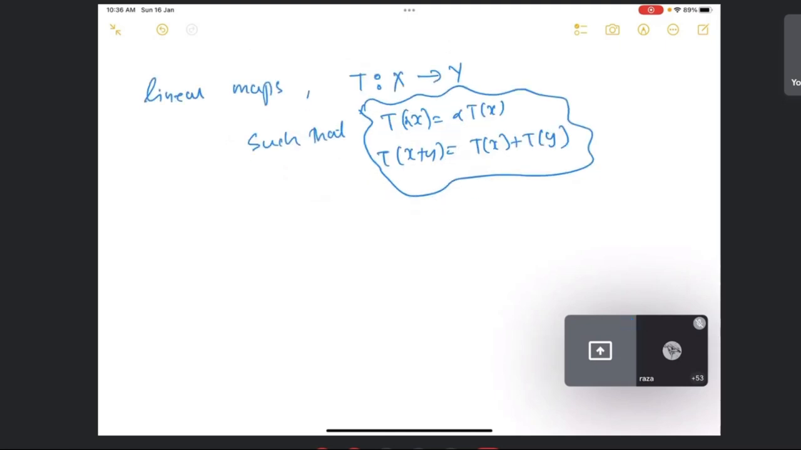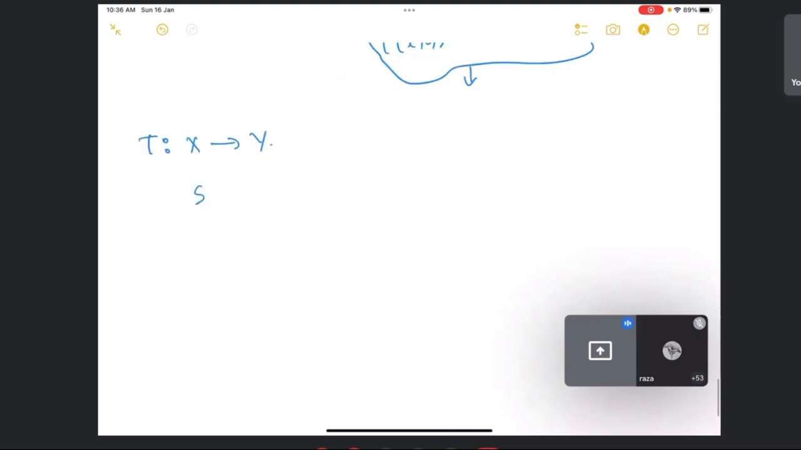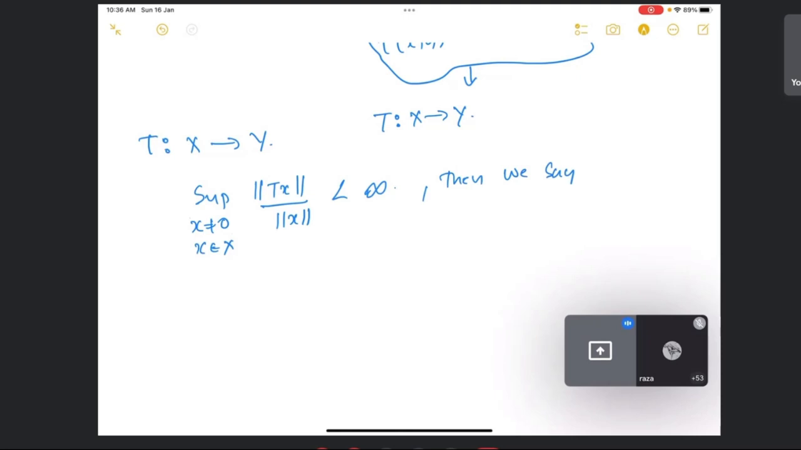Okay. And one more property that I'm going to tell you now. If you have a map T from a normed space X to Y, then you can look at this quantity, supremum over norm x equal to 1. Or I'll write supremum over x not equal to 0, x belongs to X, norm Tx by norm x, where T is from X to Y. If this turns out to be finite, then we say that T is bounded.